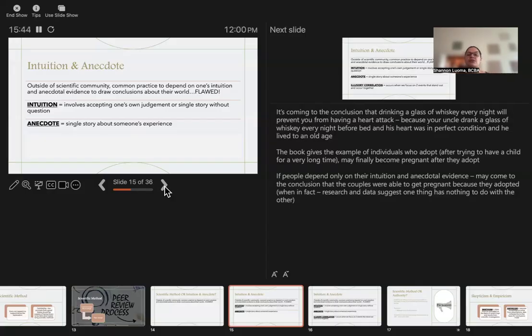This book also gives another example of this. So they talk about an example of individuals who adopt. After they've tried to have a child for a very long time, they might finally become pregnant after they adopt, right? So if people depend only on their intuition and anecdotal evidence and nothing else, they might come to a very different conclusion than what is scientifically true of that phenomenon, right? There is a phenomenon that you might try to have a child for a significant amount of time. You finally stop trying. So you essentially give up on that and you adopt a child of your own.